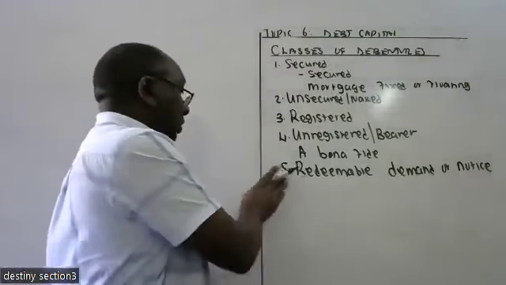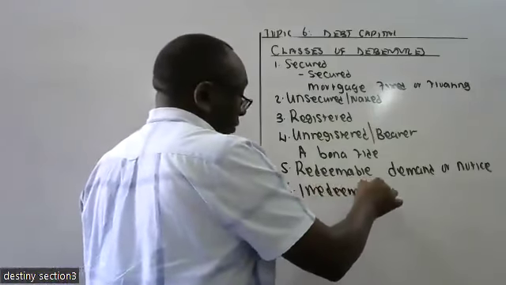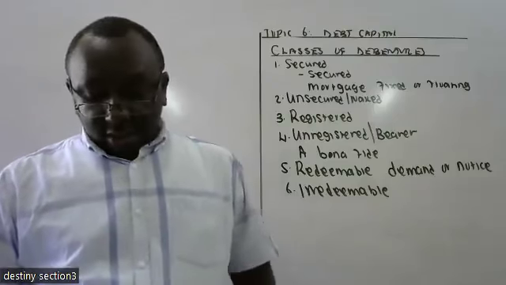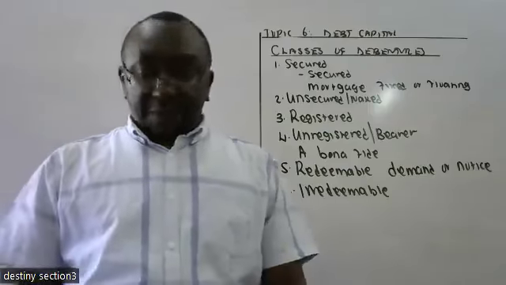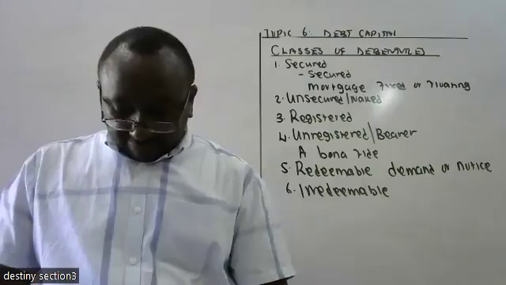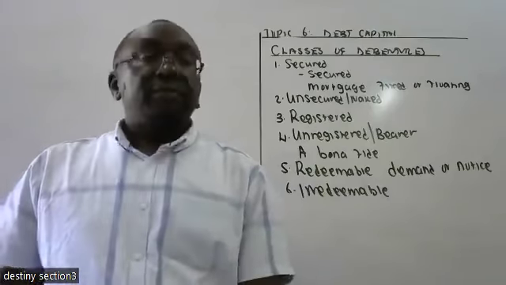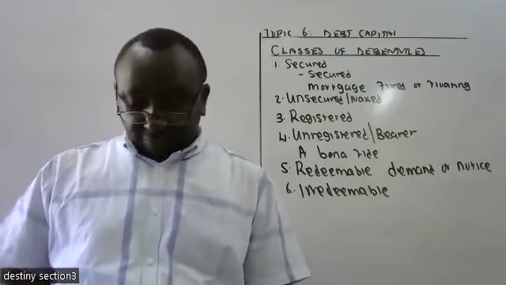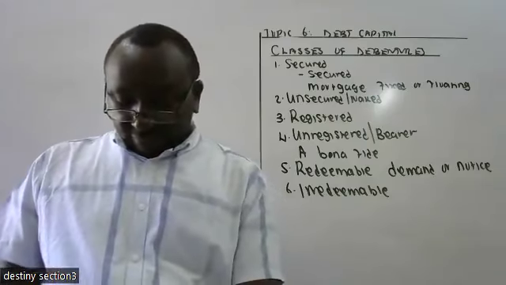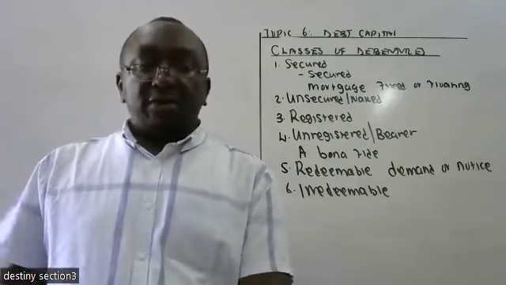Number 7, not number 6. Number 6, irredeemable. The date for payment is not indicated. Holders cannot demand payment as long as the company is a going concern.